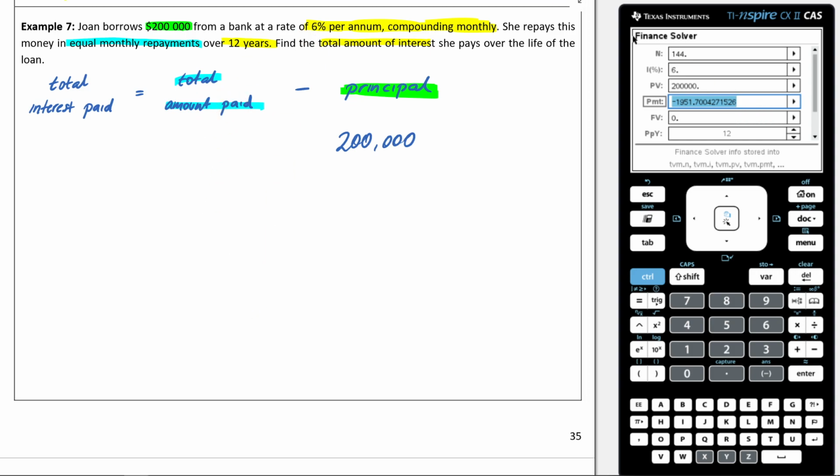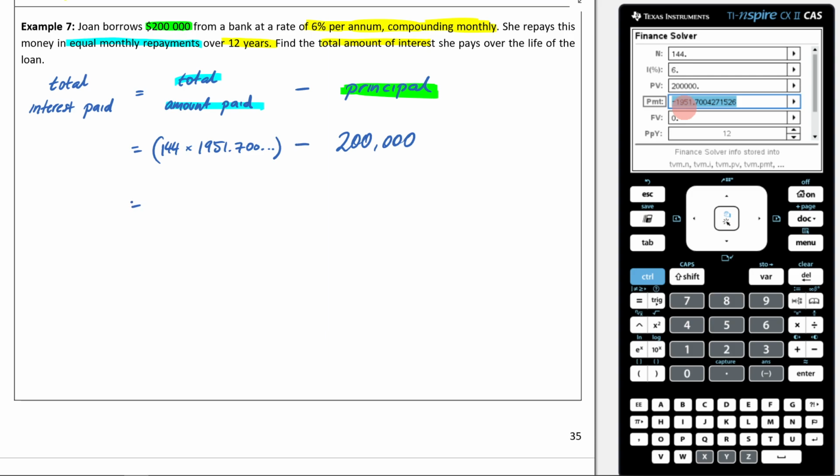Okay, so what is the total amount paid? Well, now this is the important part. Let's read this again. Equal monthly repayments over 12 years. So that means I'm making 144 payments of this much. So that means the total amount paid is going to be 144 times 1,951.70.